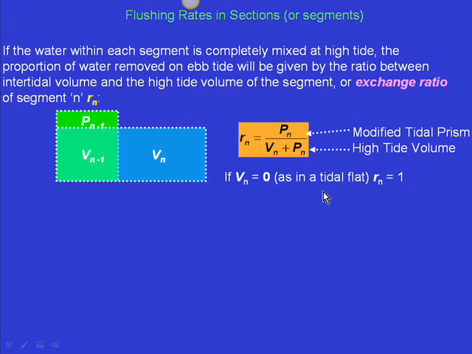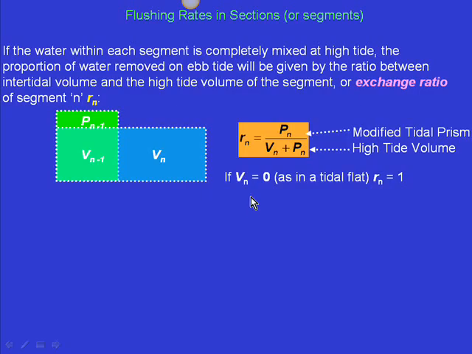So in a tidal flat, what's going to happen is that the exchange ratio is going to be equal to 0 because the tidal volume will go to 0. If it dries out, think of a tidal flat where the tide comes up, so you have a volume, and then it goes out, so that would be the piece of n. The volume of water that comes in and out, that's a piece of n, but the V sub n will be 0. There's no water there at low tide, so the V sub n equals 0.